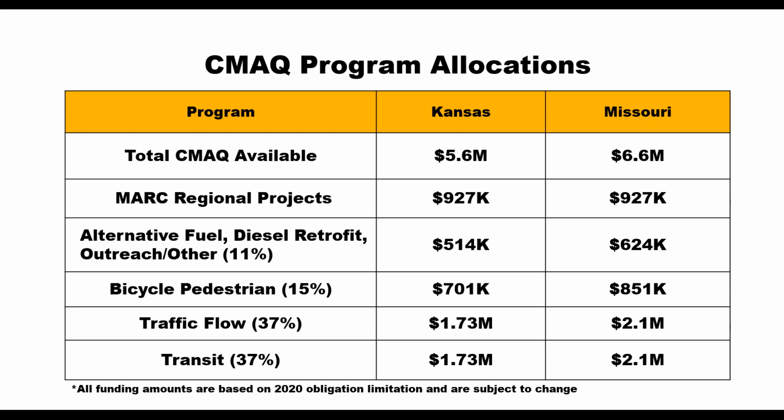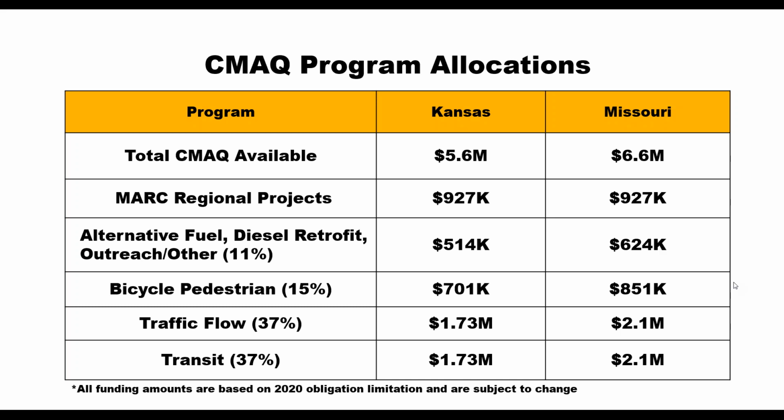Under CMAQ, many of you are familiar that we break CMAQ down into a variety of what we call pots of funding that are available. You can see the percentages that each of the 4 different pots get. There are also 3 regional projects that are taken off of the top, and those are funded at $927,000 in each state over the 2-year period that we're programming in federal fiscal years 2023 and 2024. Those 3 projects are our Marks Air Quality Public Education Program, the Rideshare Program, and our Regional Active Transportation Planning and Promotion Program as well. And then we take what's remaining there and we break it up into the 4 pots.